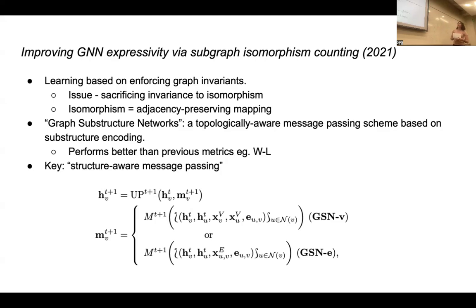The way that they accounted for substructures was that they built two different features, one based on the vertices and one based on the edges. These are both based on the occurrences of vertices and edges in induced subgraphs, which, let's see.